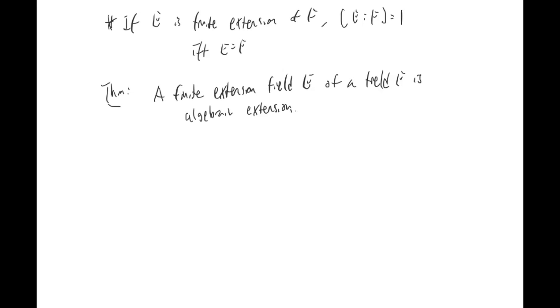So let me ask you: is the opposite true? If I have an algebraic extension, if I just keep adjoining algebraic elements, is that extension field finite over your base field? There's a lot of examples. I would just say take Q adjoin all n-th roots of 2. These are all algebraic, so this is an algebraic extension.